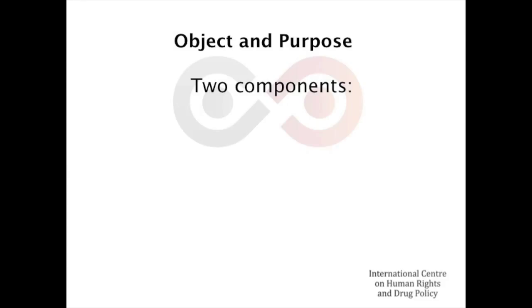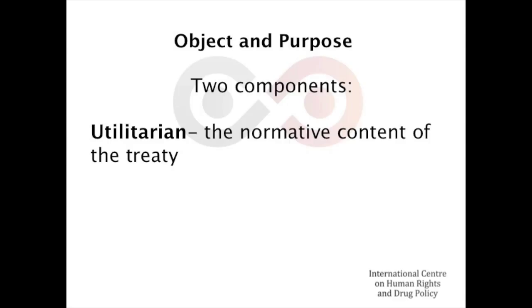My approach to object and purpose looks at the term as a single term, but actually reflecting two different levels of content. And this is very much drawn from some of the French approach to some of the international legal questions, which looks at object and purpose as kind of two separate concepts. The first is what I call a utilitarian object and purpose, which is essentially the normative content of the treaty. What is the actual legal framework that the obligations create? And what is the objective of creating that legal framework?